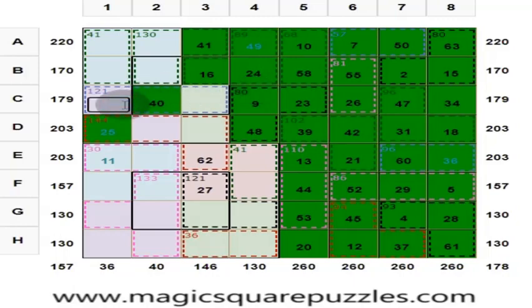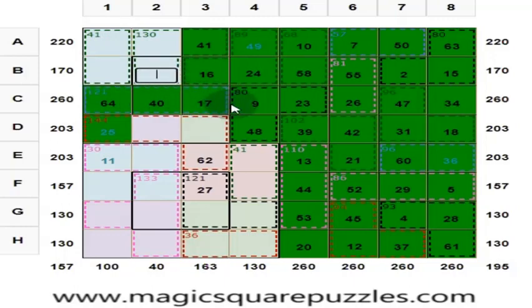Can you find out this one? Yes. This is 25. These two are 41. 41 plus 25, 66. Here you put 64. And what is this? This is 17. What is this? This center 2 by 2 gives you 130. 40 plus 33, 73. Here you put 57. And here you put 33.